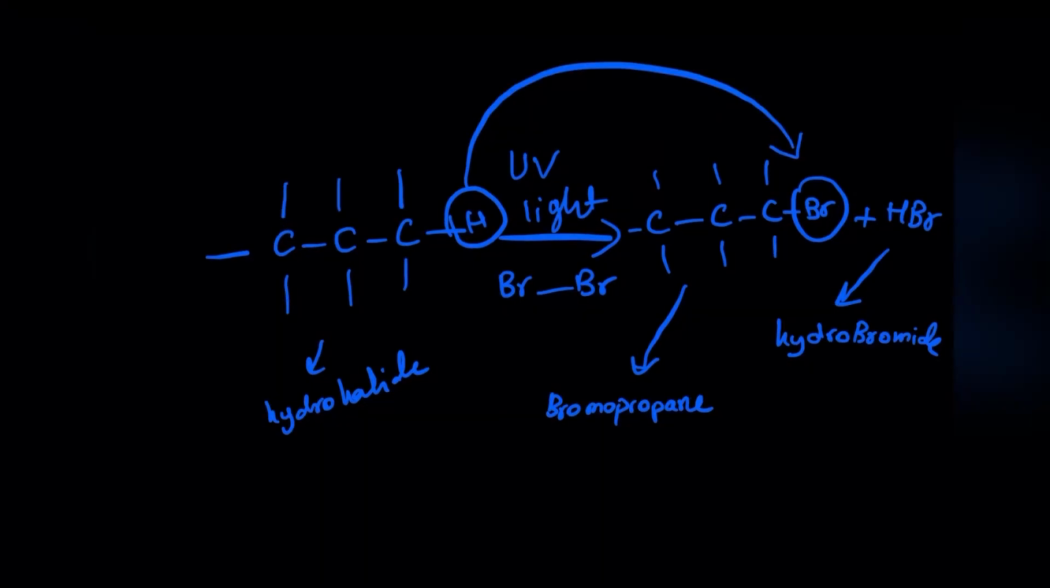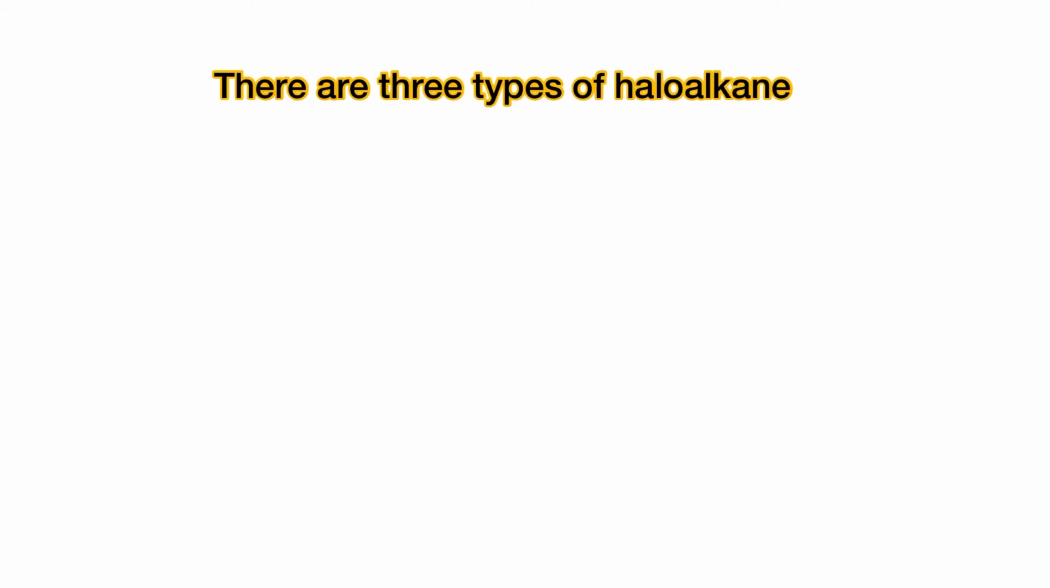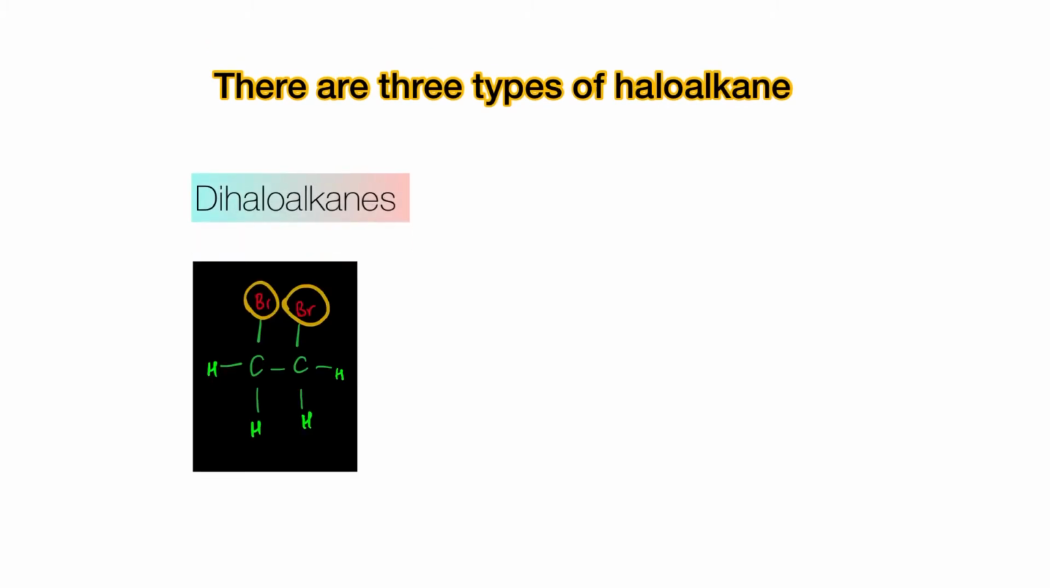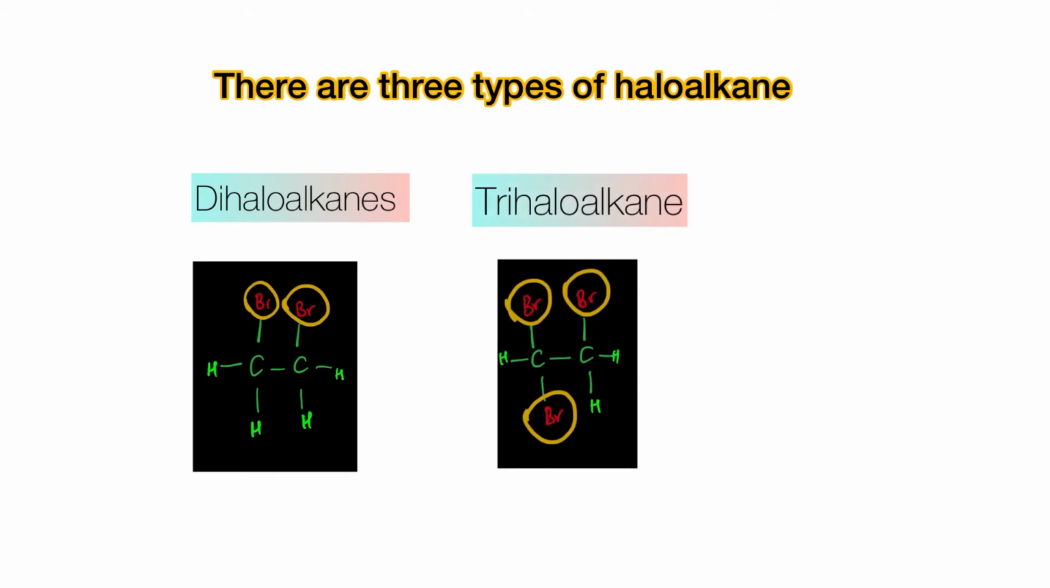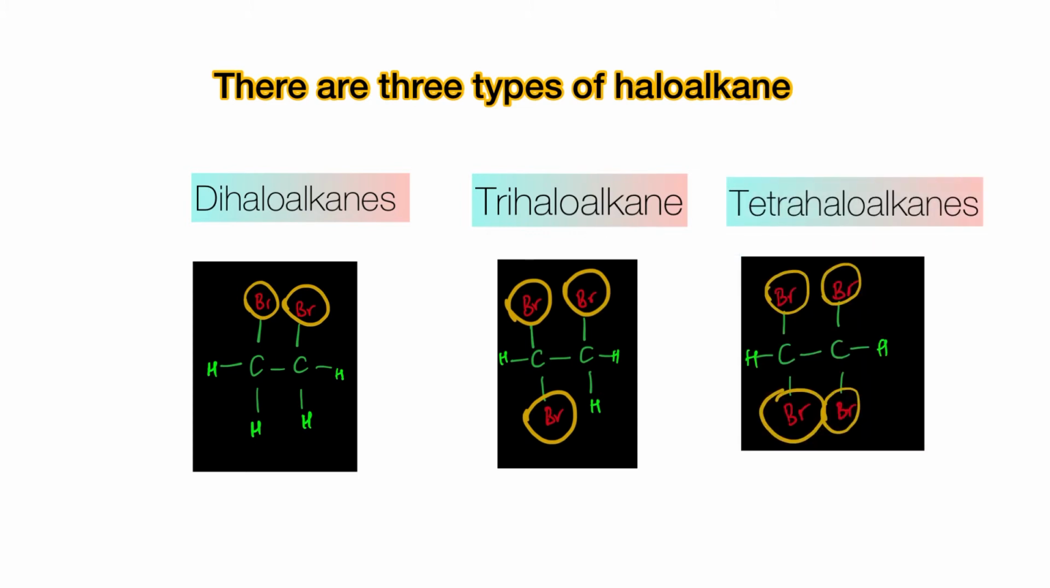This reaction can also lead to more types of haloalkanes, which include dihaloalkanes, which means there are two halogens, trihaloalkanes, which means there are three halogens in the main chain, and tetrahaloalkanes, which means there are four halogen atoms that have been bonded to the main chain.